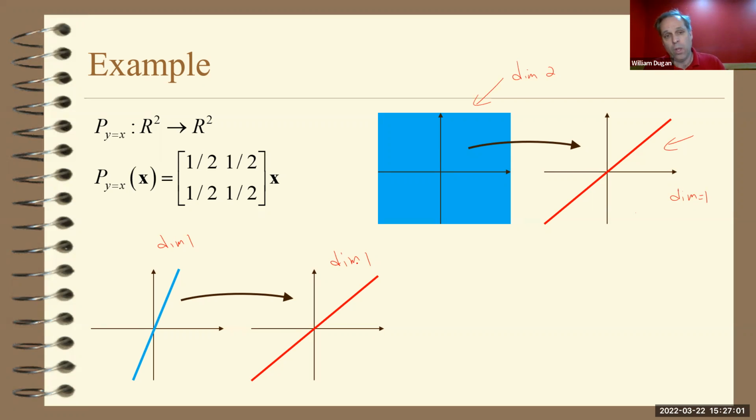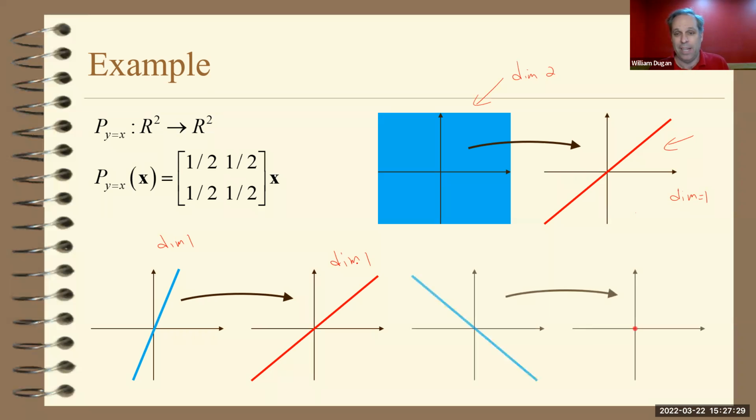Also, we know that the image's dimension can't exceed the rank of the standard matrix. The rank of the standard matrix is 1, so the image can't be more than 1, and it's not. It's 1. So good. It is possible, though, to get below dimension 1. The image could be dimension 0. The only way it can be dimension 0 is if the space is only one vector, just the zero vector.